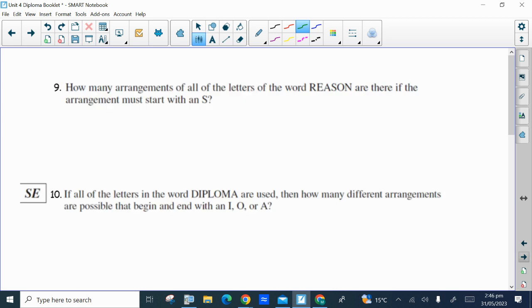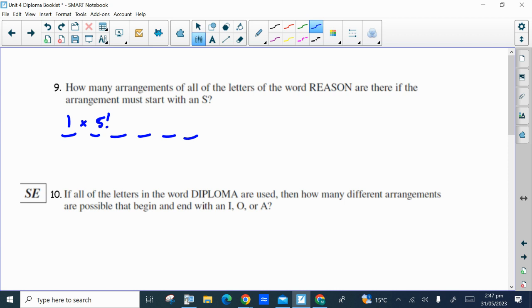How many arrangements of all the letters of the word reason are there if arrangements must start with the letter S? So this can be done by using the fundamental counting principle. Reason has 6 letters in it, but there is one choice for the first letter. It must be the letter S. And there are 5 remaining letters. They're all different, so there would be 5 factorial ways of arranging them.